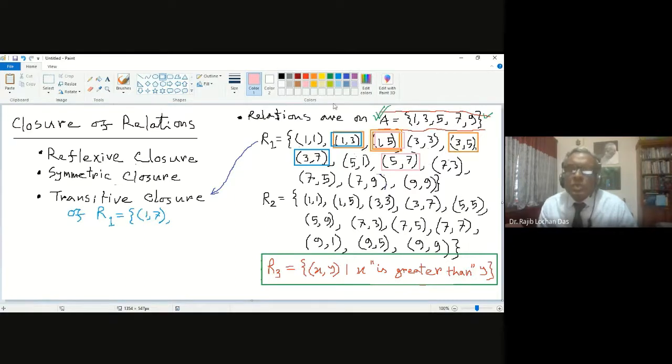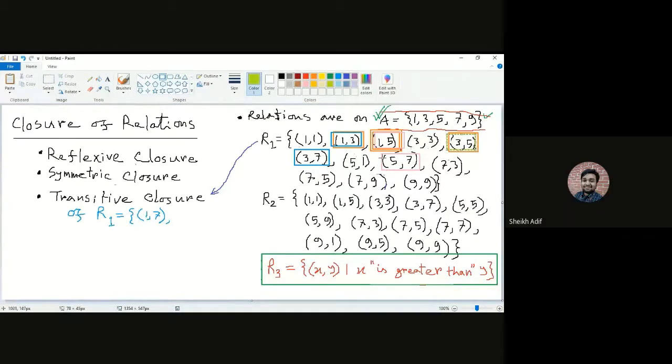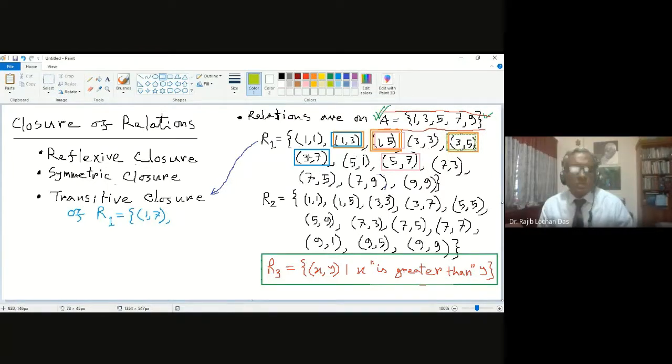If you think about (3,5) and (5,7), then what will happen? We need (3,7). Sir, (3,7) is present. Oh, okay, fine. So (3,7) is present. Let me just write it down: (3,5) and (5,7). We need (3,7). It is already here, so we are happy.